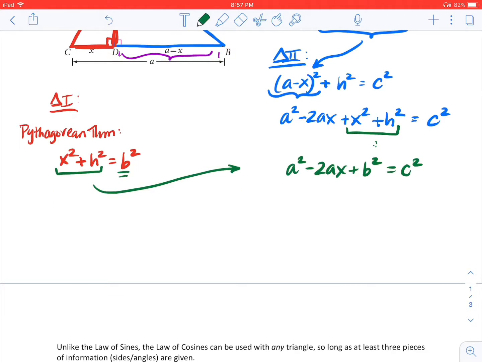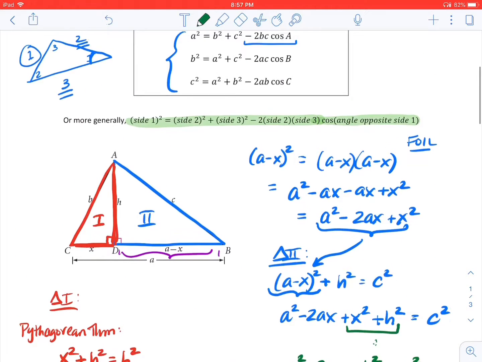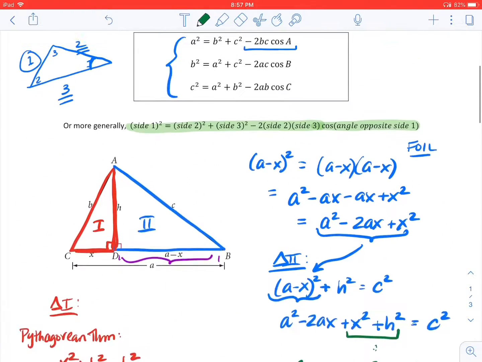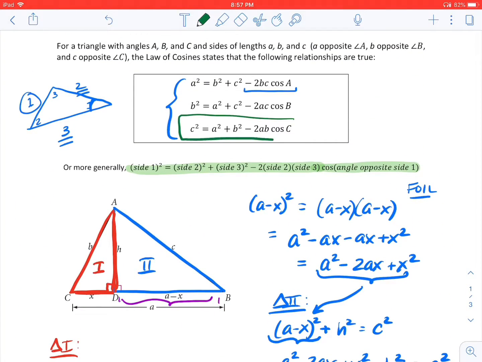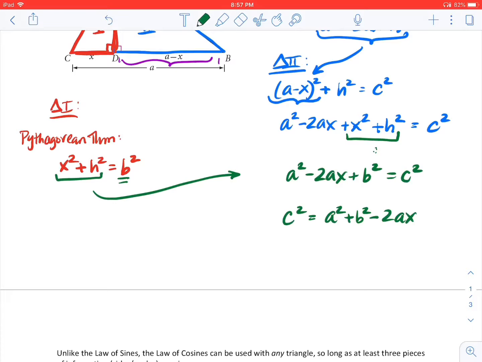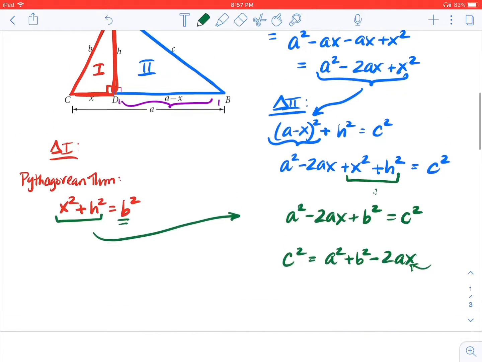Let's continue forward. I'm going to reorganize and move the b squared in front of the minus 2ax, and I'm going to move the c squared to the other side. C squared is equal to a squared plus b squared minus 2ax. And that looks very, very close to what the theorem I'm trying to prove looks like. This statement of the law of cosines.